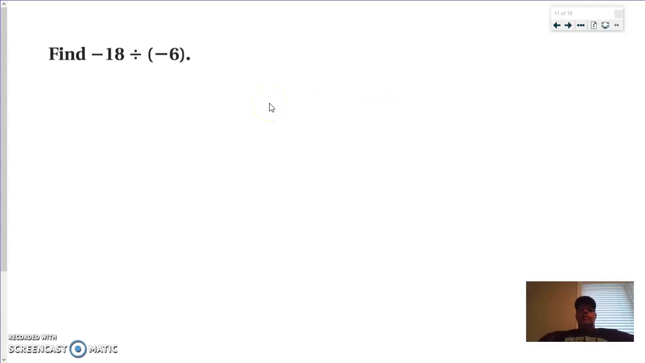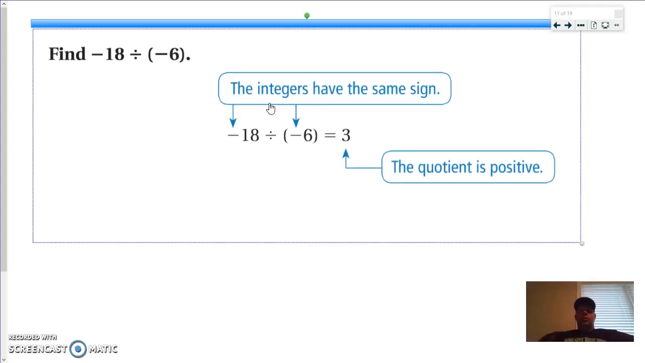Negative 18 divided by negative 6 is... Hopefully you were able to say the quotient is positive 3. The answer is 3 because we have same signs. The answer is positive.